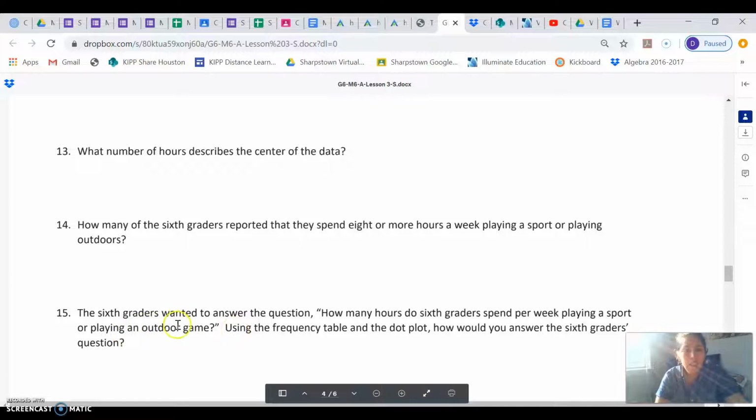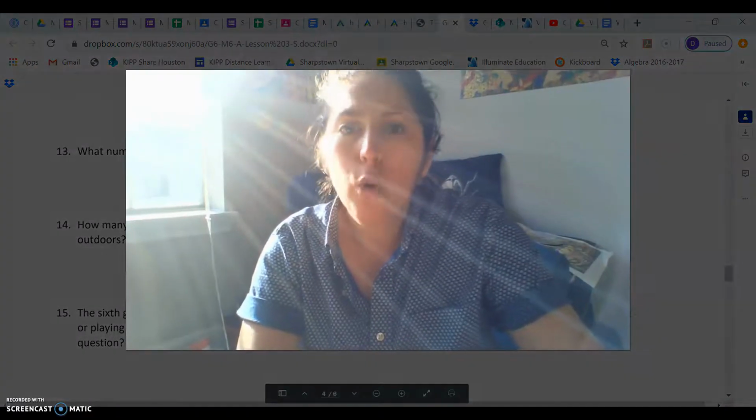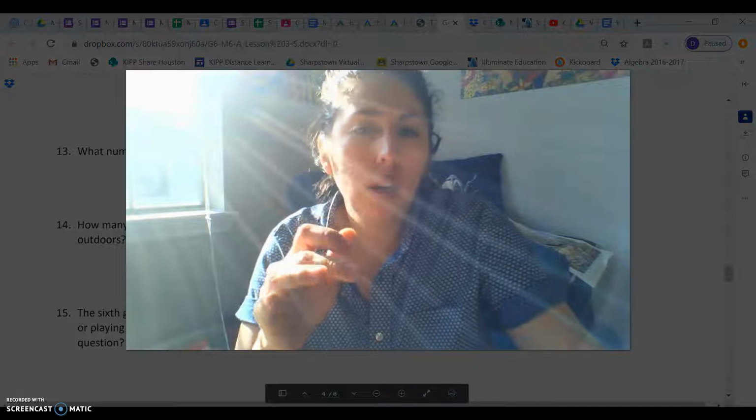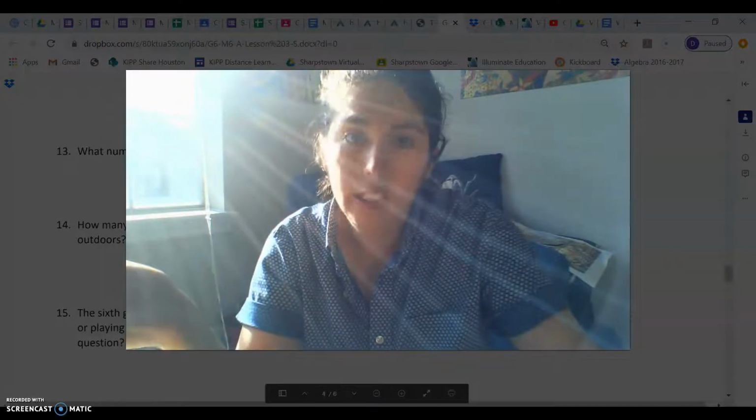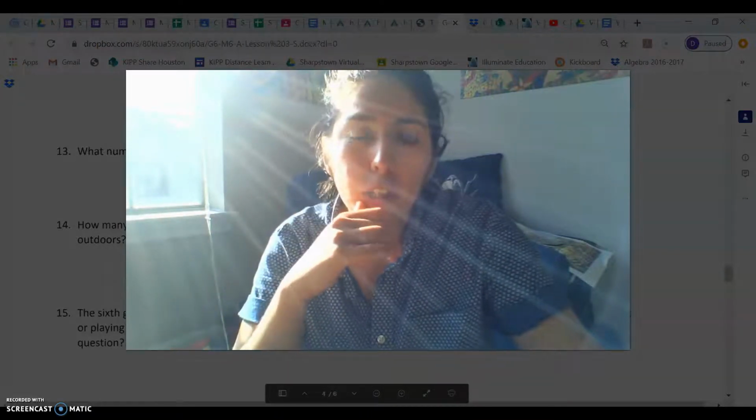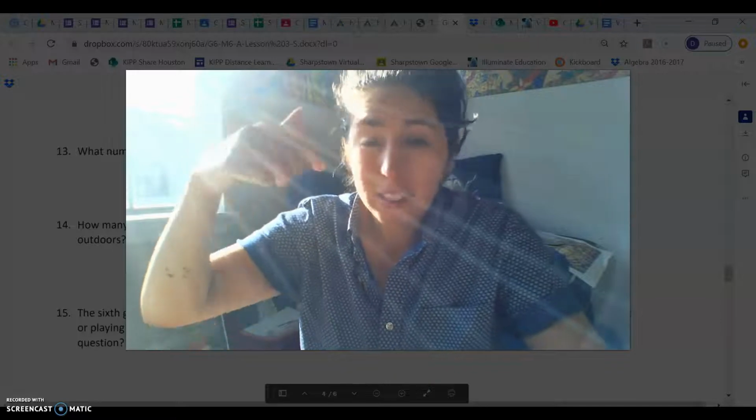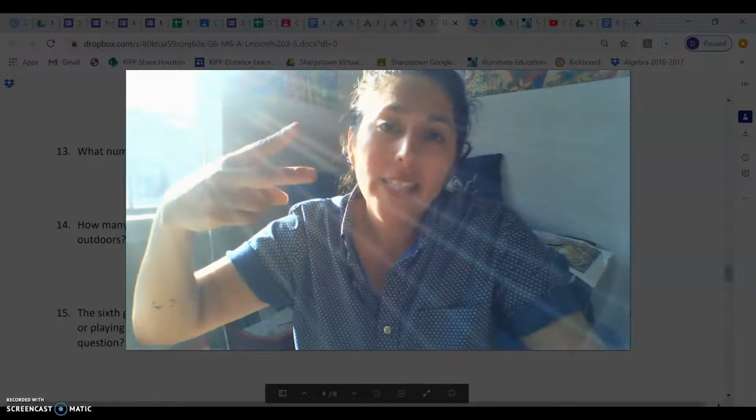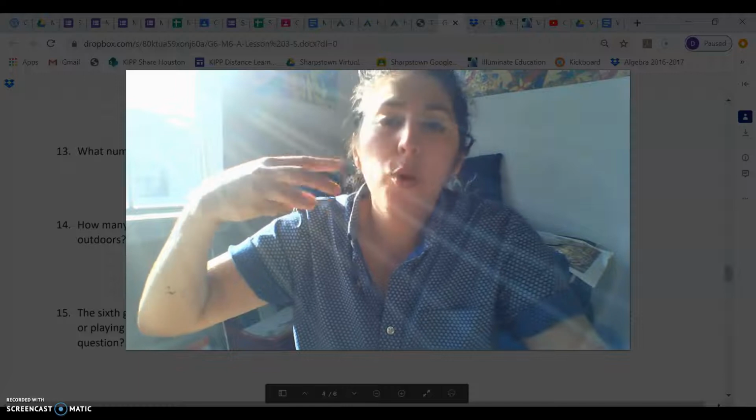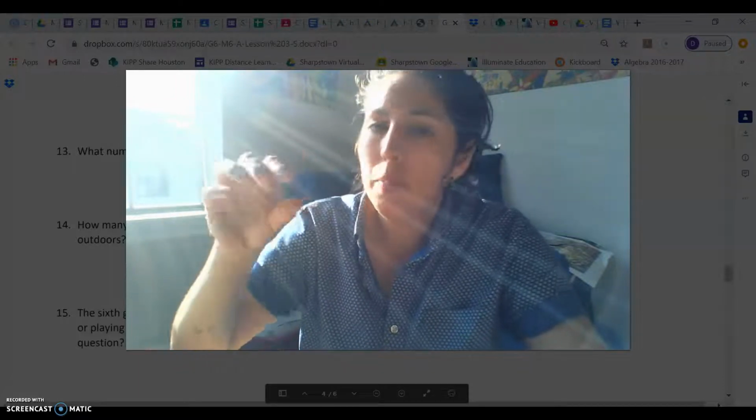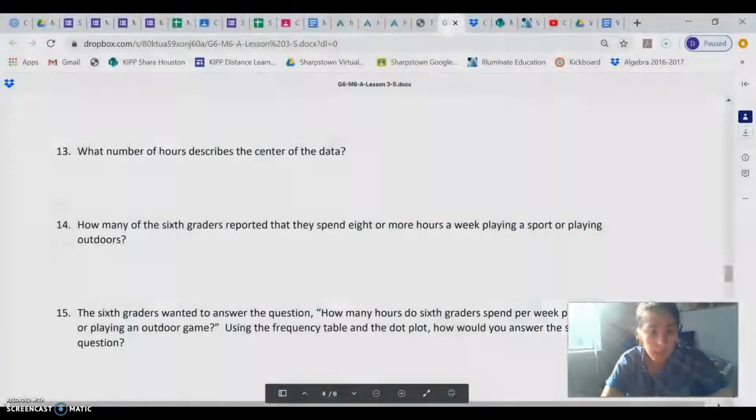And then lastly, the sixth graders wanted to answer the question, how many hours do sixth graders spend per week playing a sport or playing an outdoor game? Using the frequency table and dot plot, how would you answer the sixth graders' question? So the last part comes down to how do you figure out the total hours in our case. So to recap, we're going to go through how to find the center, how to find the total, and then how to zoom in a little bit more, not to the total, but maybe a part of the total. All right, here we go.